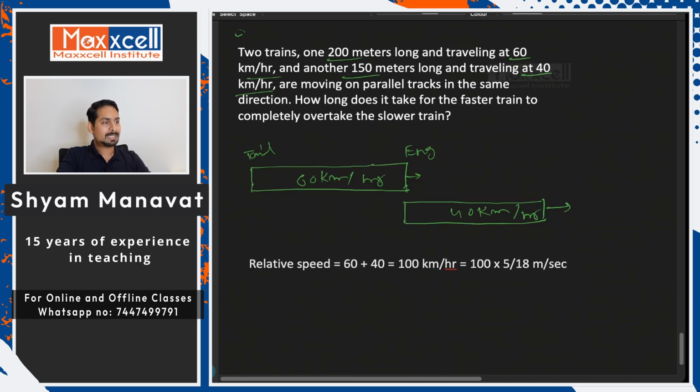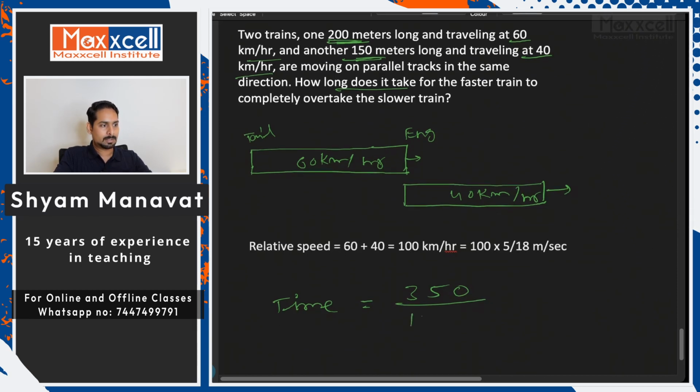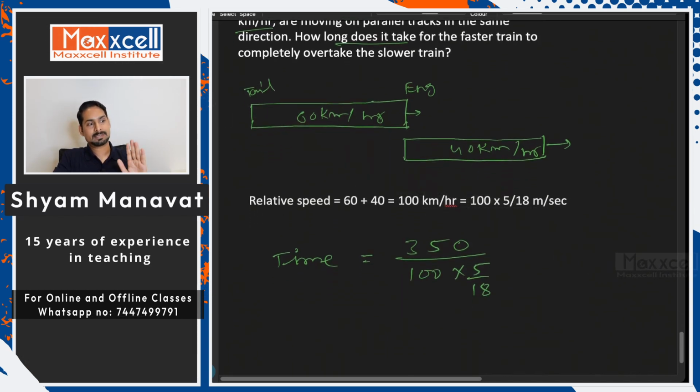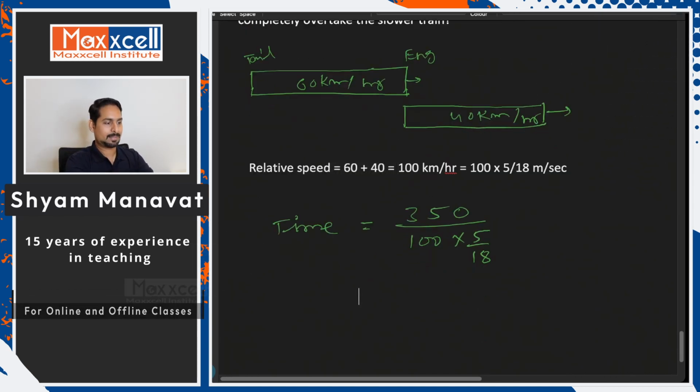How long will it take? So we need to find out time. Here again, time will be equal to distance upon speed. The distance they have to cover is 200 meters and 150 meters, so the total distance. Whether it is opposite direction or same direction, keep in mind that the distance will always be added. Distance will never be subtracted. Then divide by the speed, 100 times 5 by 18. I leave this calculation up to you. Calculate this and write the answer in the comments. What's the answer?